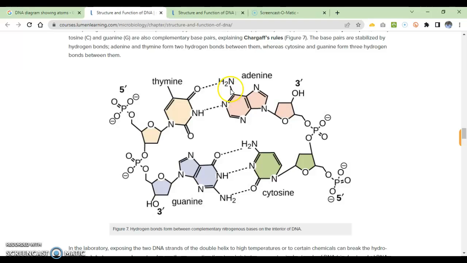Over on this molecule, nitrogen, carbon, nitrogen, carbon, nitrogen, carbon, carbon, nitrogen, carbon, nitrogen, carbon, nitrogen, carbon, carbon, carbon, carbon, carbon. Down here I've got carbon, carbon, carbon, and so on.